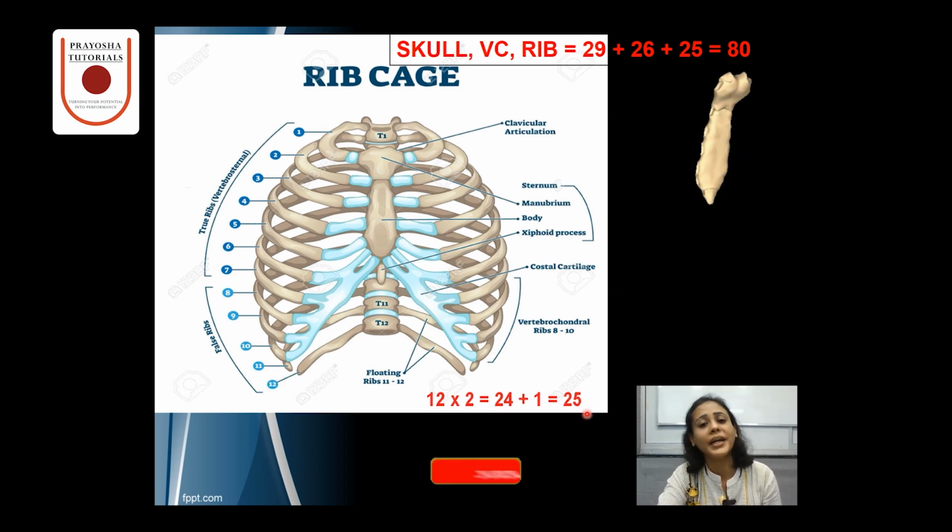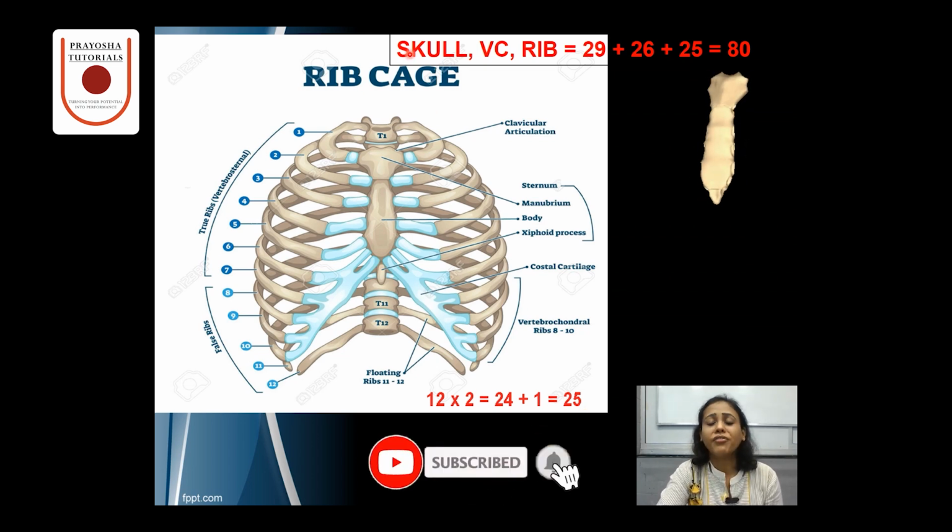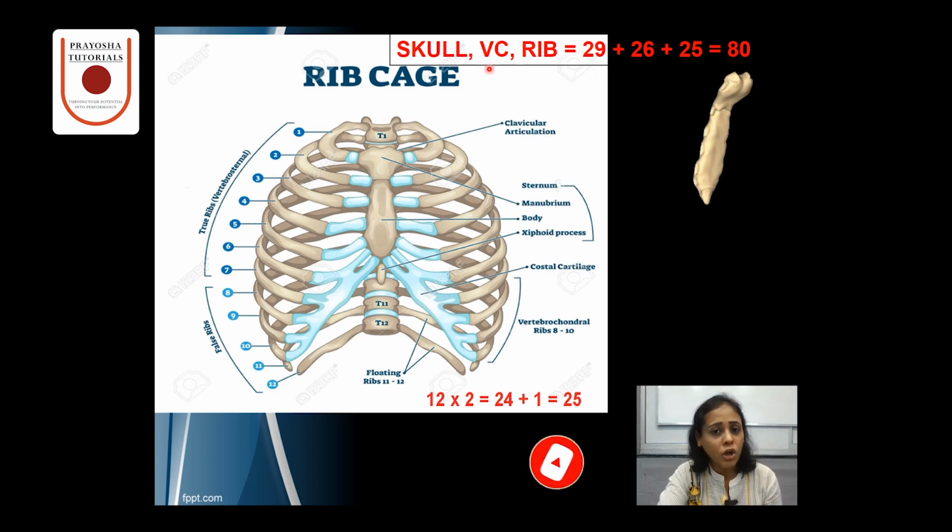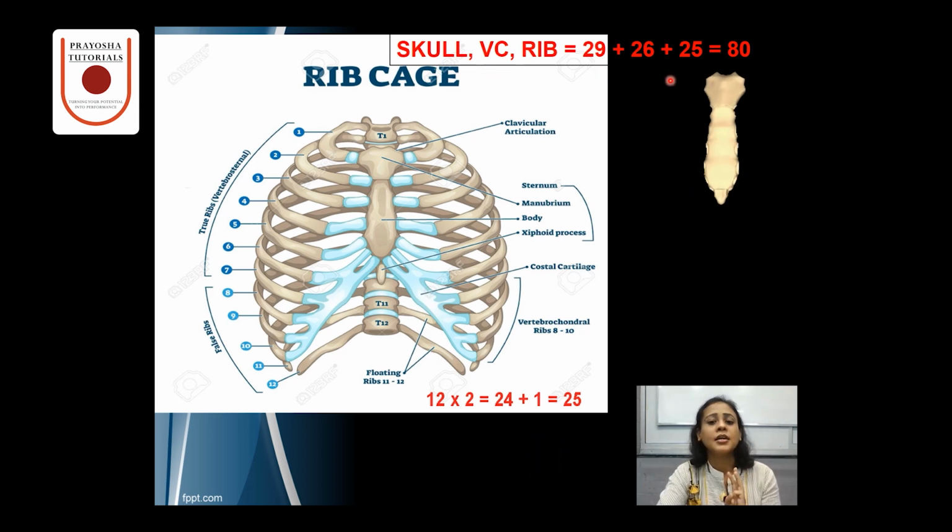sternum, making it 25. So now if I add up, the skull bones were 29, plus vertebral column 26, plus 25 forming your rib cage, coming to a total of 80. So this completes your axial skeleton of 80 bones. Now let's see the second type, that is your appendicular skeleton, made up of 126 bones.